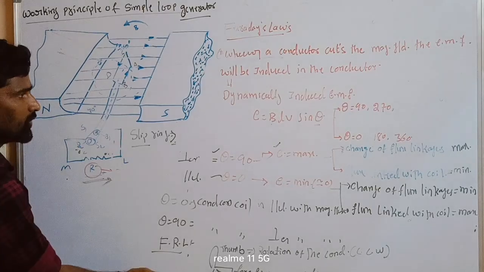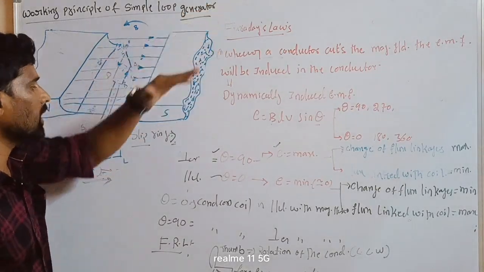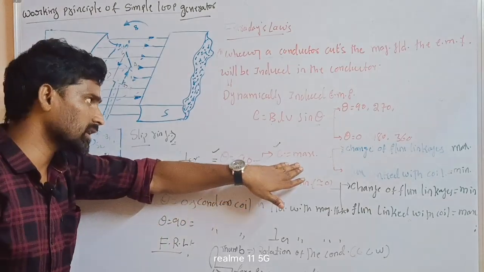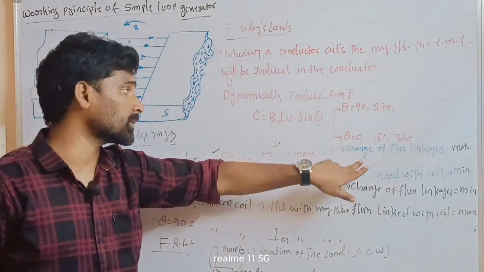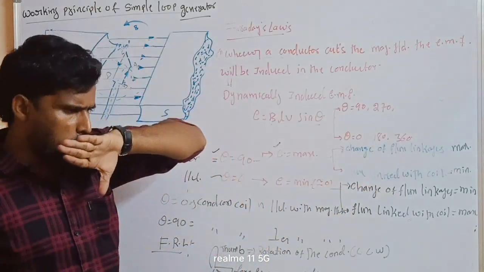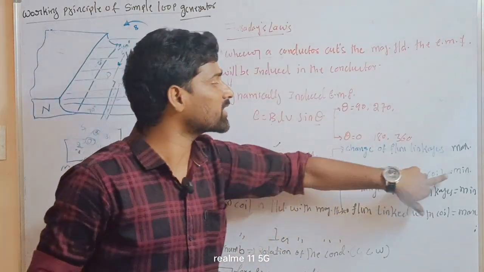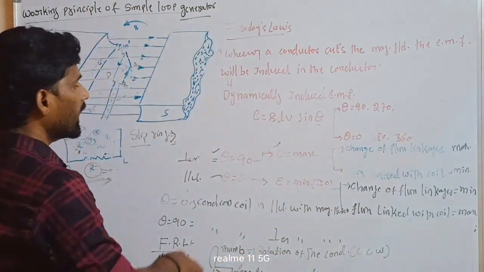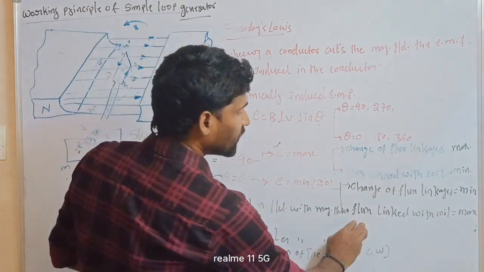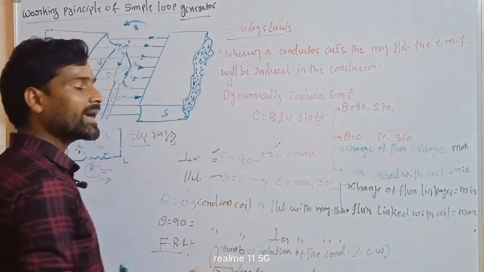So these are Fleming's right hand rule and Faraday's law, and how the conductor behaves at 0 degrees and at 90 degrees. When is the induced EMF maximum? Maximum is nothing but when the change of flux linkages is maximum; at the same condition, the flux linked with the coil is minimum. At 0 degrees, the change of flux linkages is minimum and the flux linked with the coil is maximum.